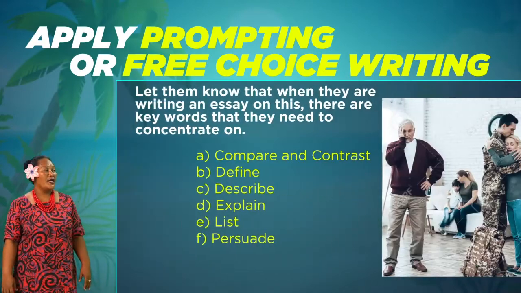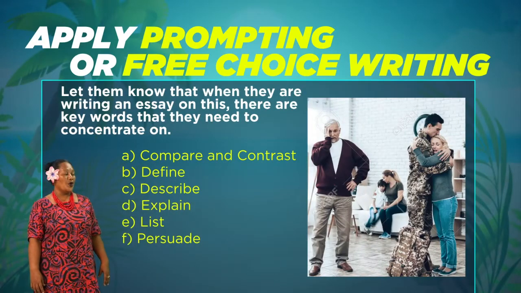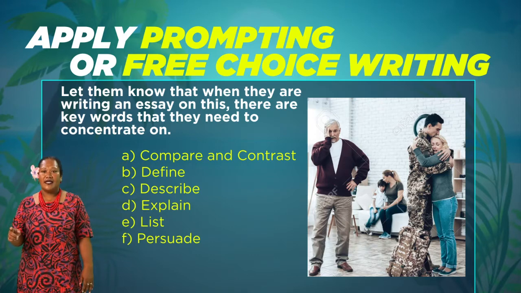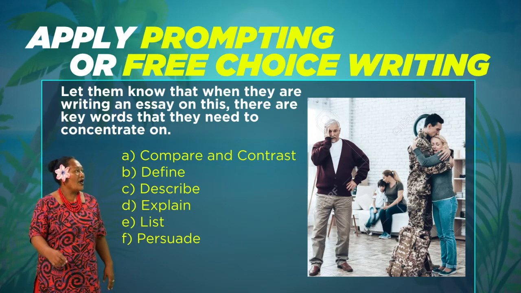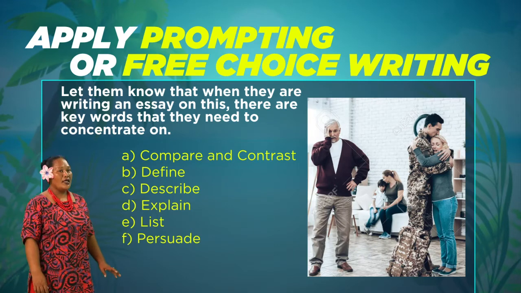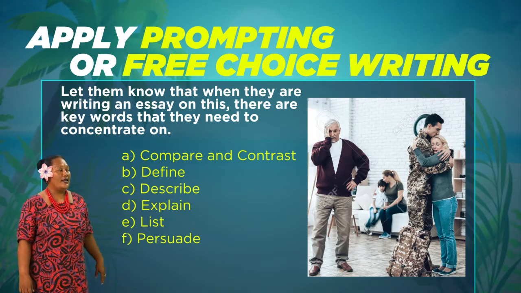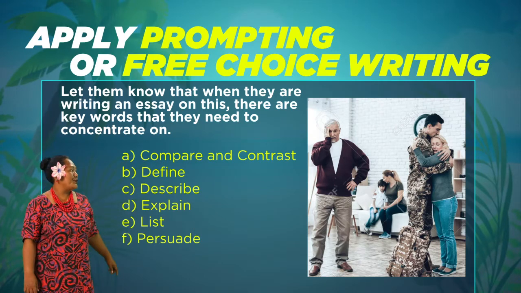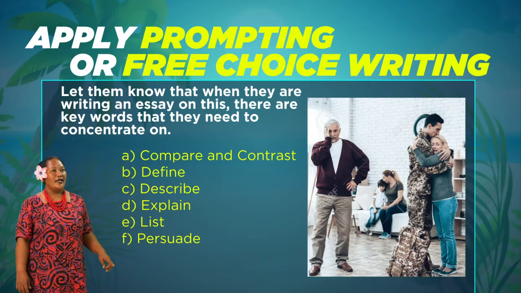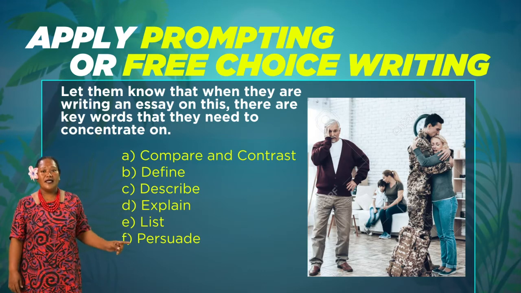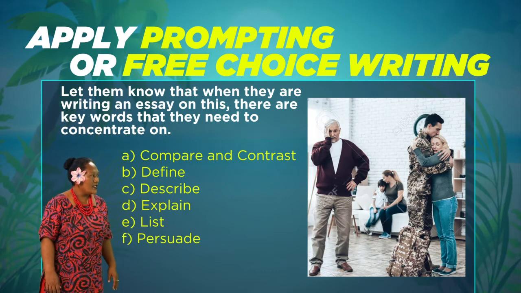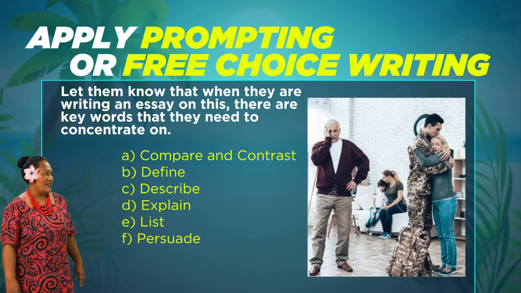Strategy number 3, applying prompting or free-choice writing. Let them know that when they are writing an essay on this, there are some keywords they need to concentrate on. A. Compare and contrast. B. Define. C. Describe. D. Explain. E. List. And F. Persuade. Looking at the picture, it is an example of a sad event.